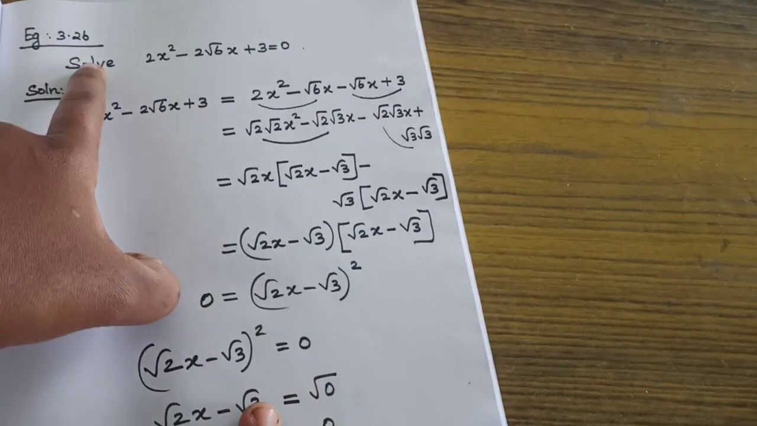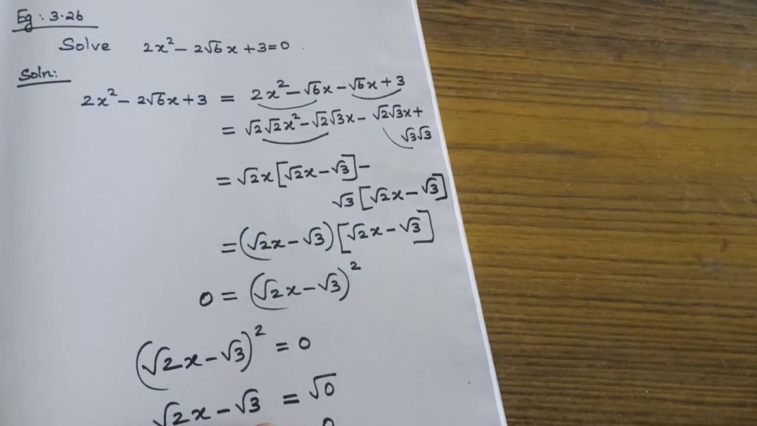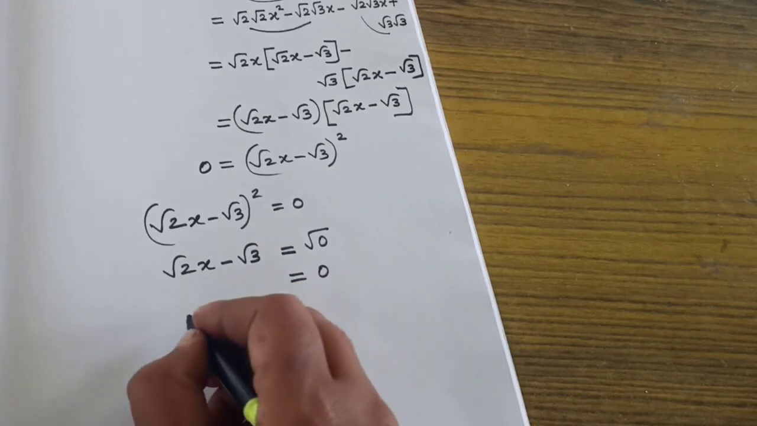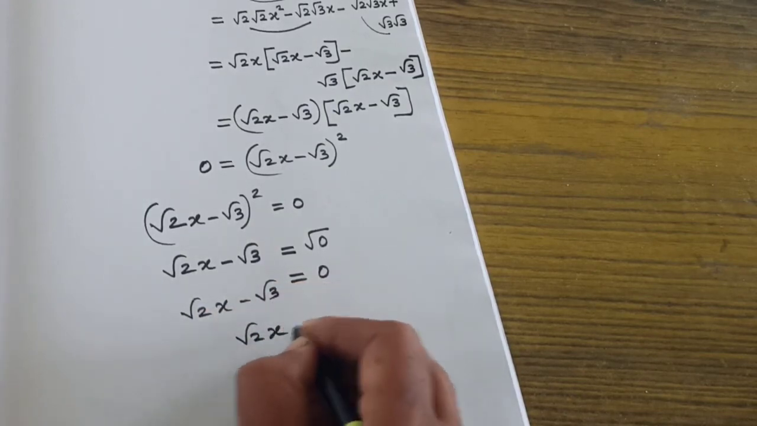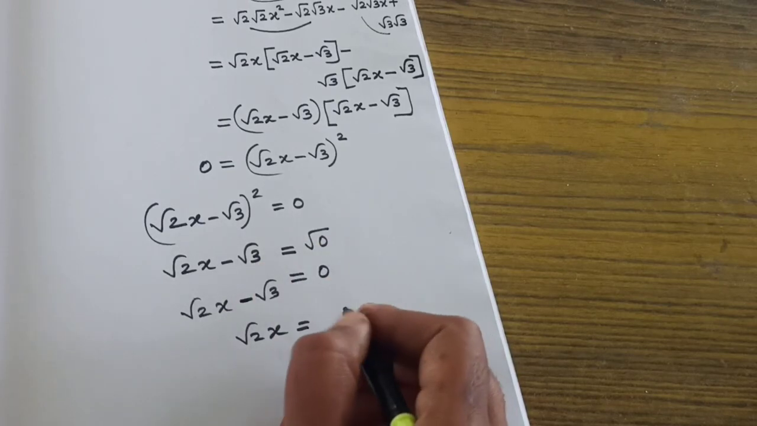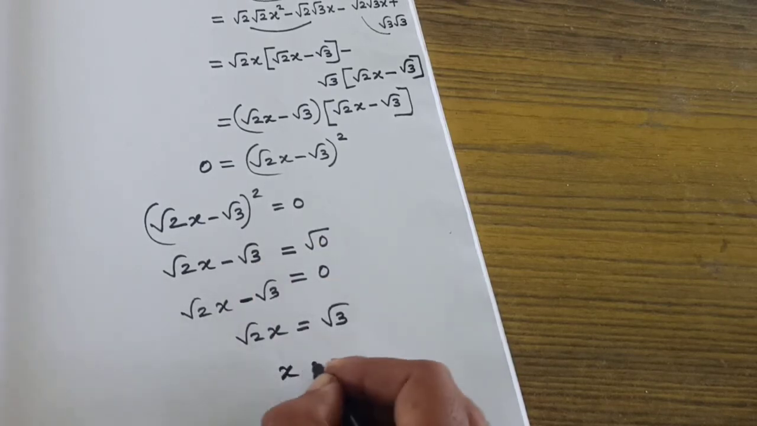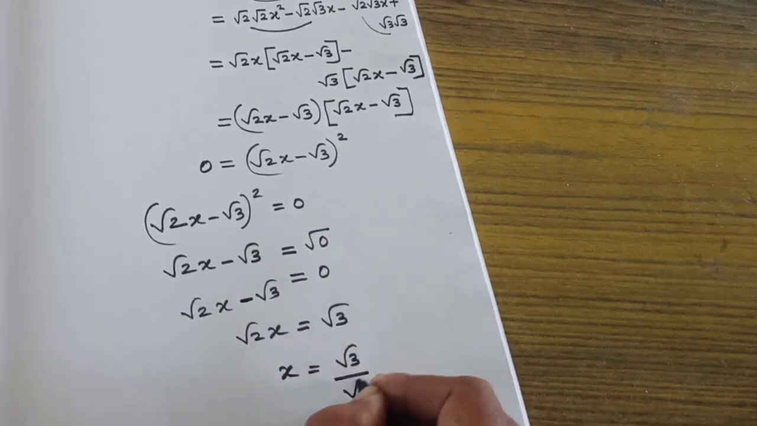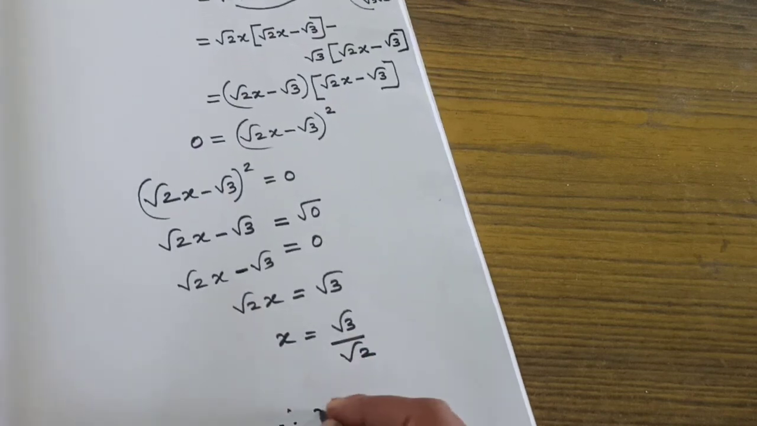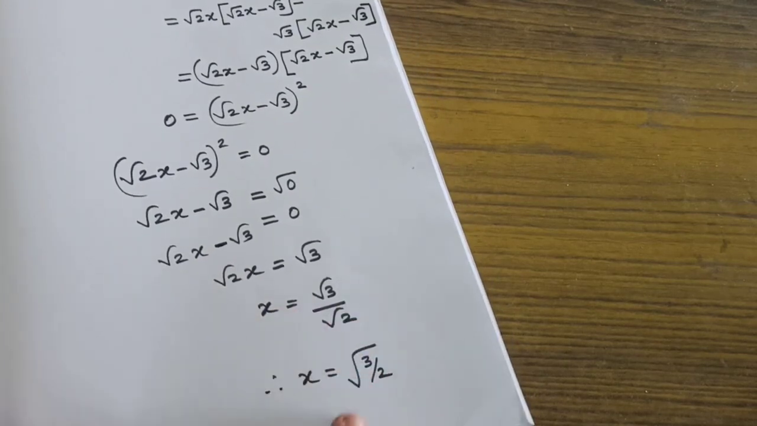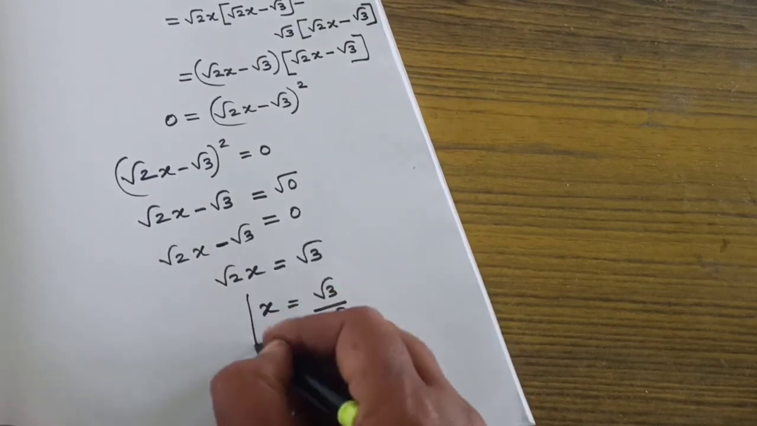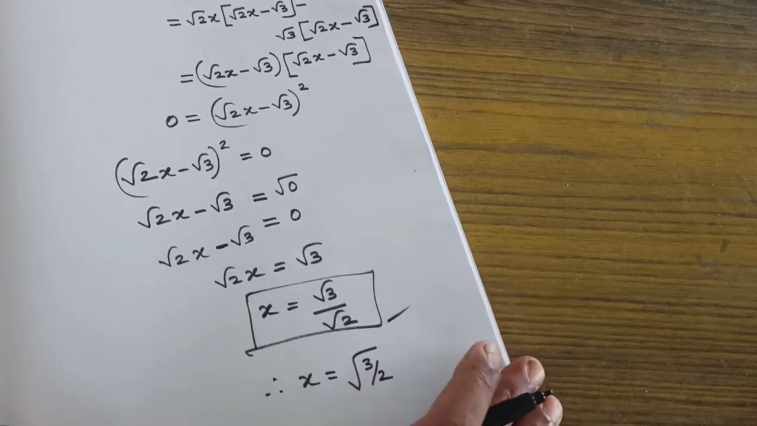What is the meaning of solve? We need to find the value of x. So x value only we need to find. So √2x − √3 = 0. √2x equals, this minus term coming to this side, plus √3. Then x = √3/√2. Therefore x = √(3/2). This answer is also correct if you write it as a common root. This is the final answer.